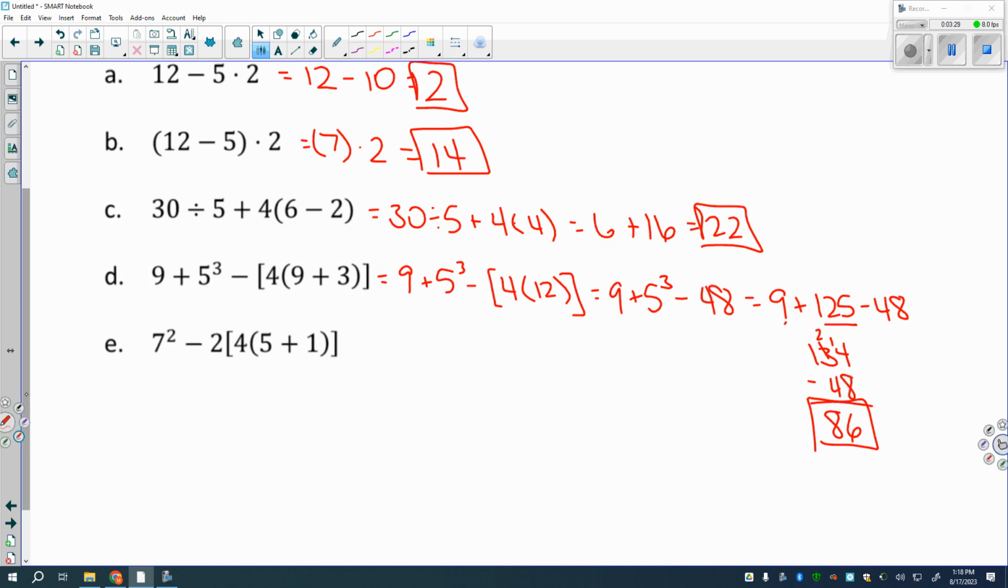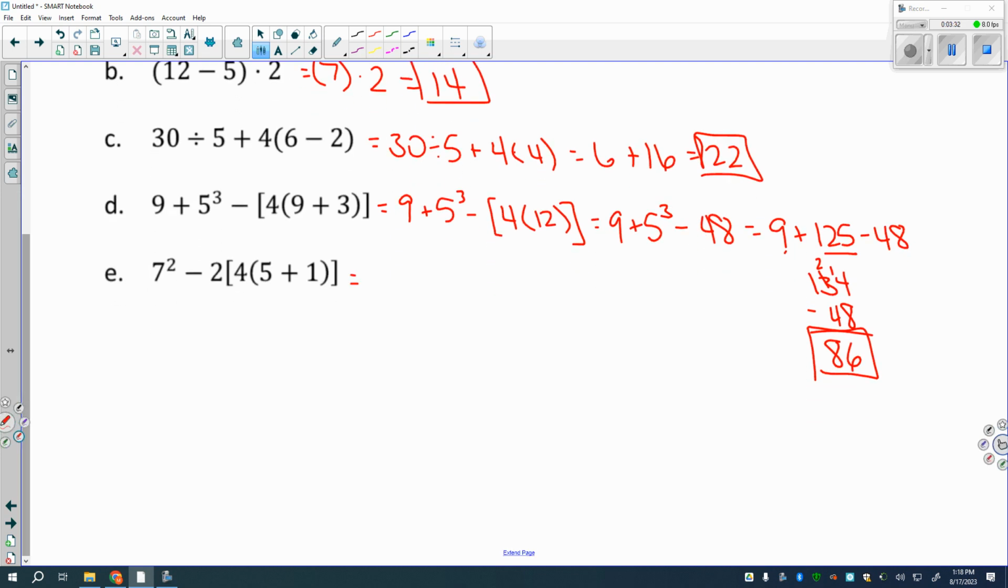Finally, part E. It's got some of this stuff again, so I'm not going to do the exponents yet. I'm going to work my way in and do the innermost group first, so 5 plus 1. Now I do the next group. 4 times, that's inside here, so that's 4 times 6, that's 24. Then I do the exponents. Because this part right here is just multiplying now, so now I do exponents before I do that. So that's 49 minus 2 times 24.